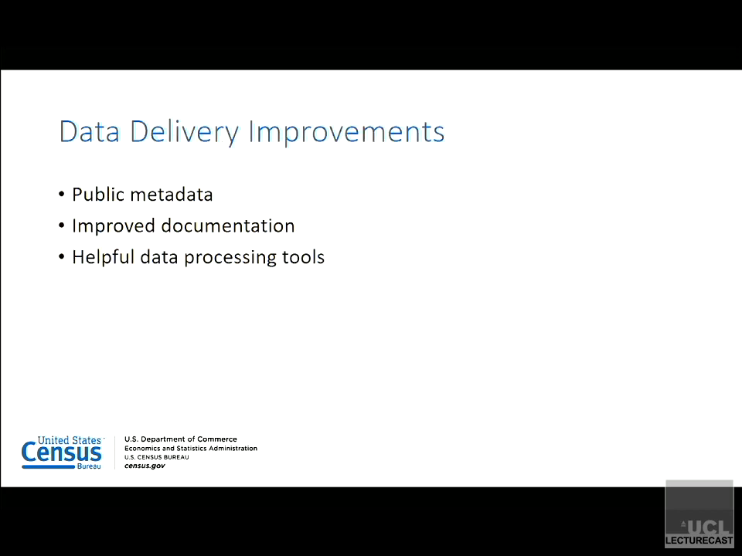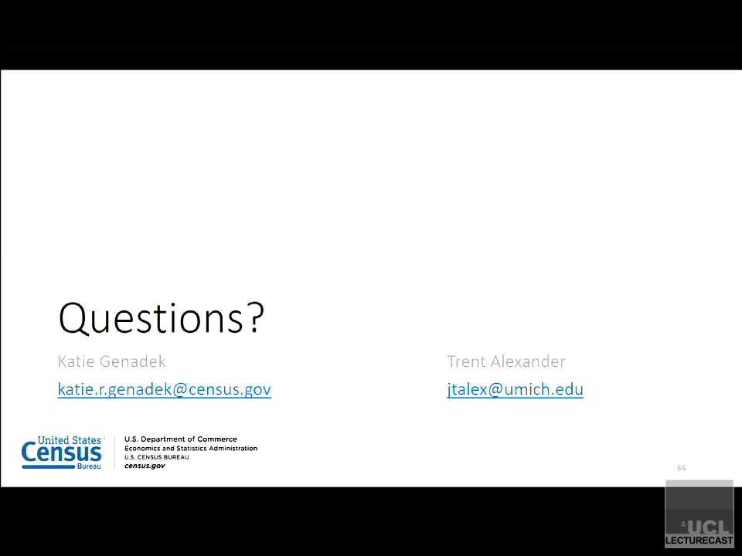Data delivery improvements, public metadata, improved documentation, helpful data processing tools. We're trying to make it easier for people to get access, and then once they get access, to use the data. It's pretty hard to use. It's really difficult in our computing environment. Since I've been sitting in this room, I already leaned over and thought, wait a second, once we have all the data, could we make a public file of linked data that's anonymous? It's been kind of inspiring. That's now on the back of my mind. It's a little further out, but that's there. So that was a big one.